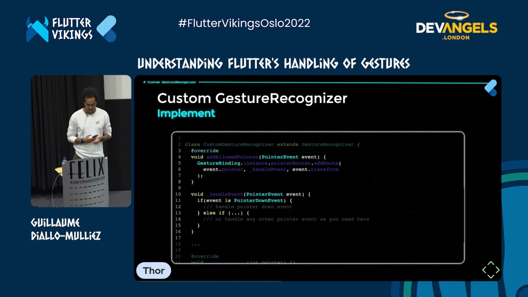So at that point, our pointer event has gone all through the flow and comes down to a gesture recognizer, and it can call the add route method and register to the pointer router. We call the add route method, we pass it the pointer and the handle event callback that we want to be called each time an event comes for this pointer. And this is what happens in the handle event below. You have many move events, for example, between the down and the up events, and you can handle them from that method.